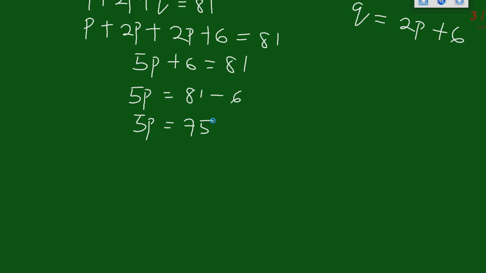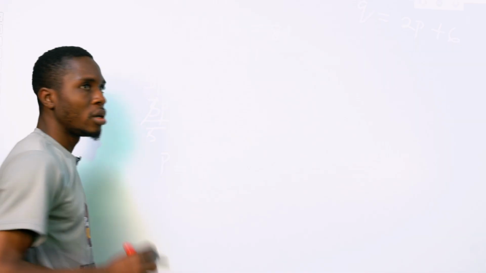So we divide both sides by the coefficient of P, which is 5. 5 will cancel 5, and 75 divided by 5 is 15. P equals 15. Remember, the question says find the numbers.